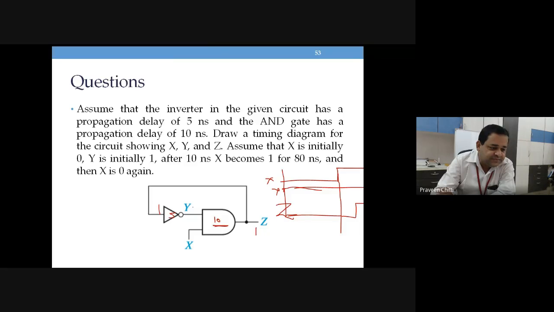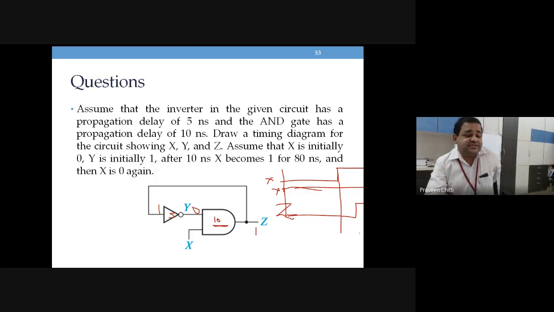Now when Z becomes 1, that 1 will come here and Y will become 0. When will Y become 0? Here, after 10 nanoseconds Z has become 1. When Z becomes 1, after 5 nanoseconds, Y will go to 0. So by considering this, you have to draw the timing diagram. You have to do this as homework. I hope all of you are able to do it.